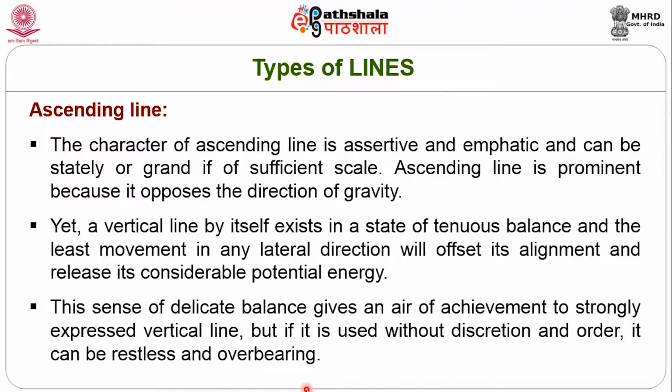Yet a vertical line by itself exists in a state of tenuous balance, and the least movement in any lateral direction will offset its alignment and reduce its considerable potential energy. So, it is also subject to certain conditions by which erect forms or vertical lines could be altered. Once that is offset or altered, these kinds of forms or lines could decrease the potential visual energy of that particular plant itself.